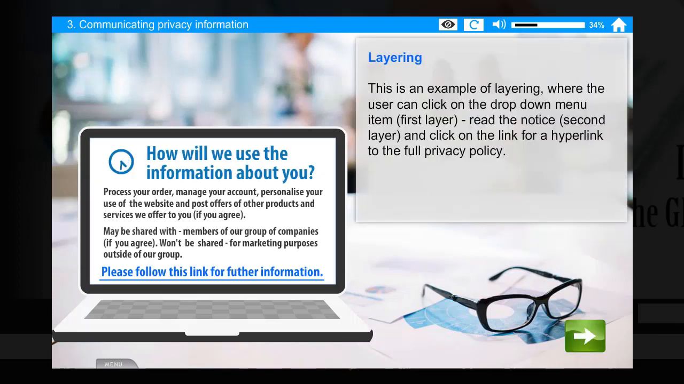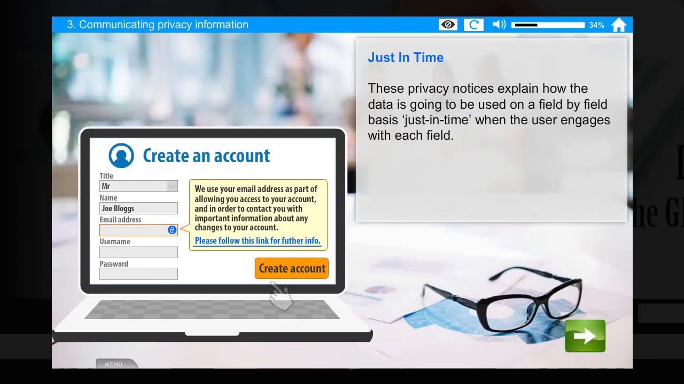This is an example of layering, where the user can click on the drop-down menu item, first layer, read the notice, second layer, and click on a link for a hyperlink to the full privacy policy. Just in time. These privacy notices explain how the data is going to be used on a field-by-field basis, just in time, when the user engages with each field.